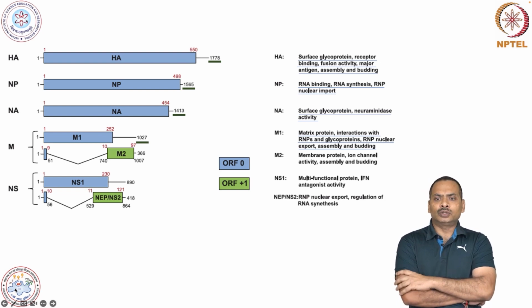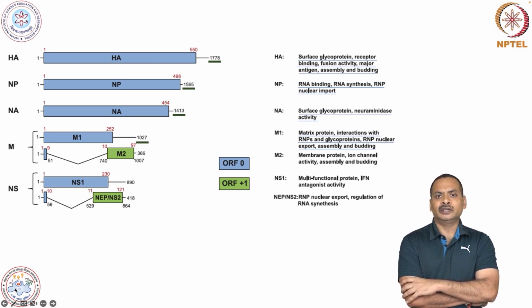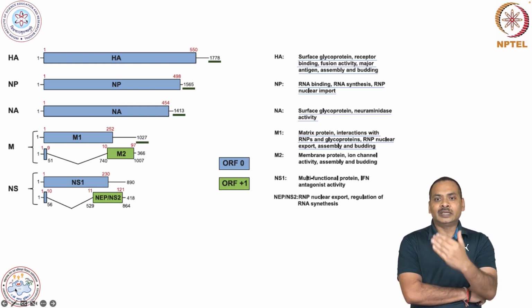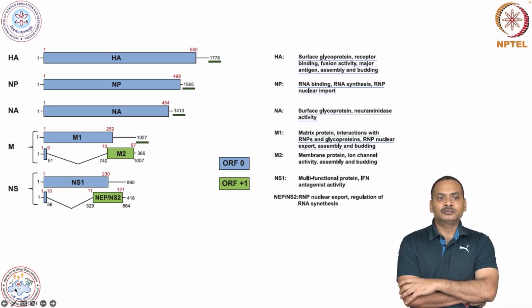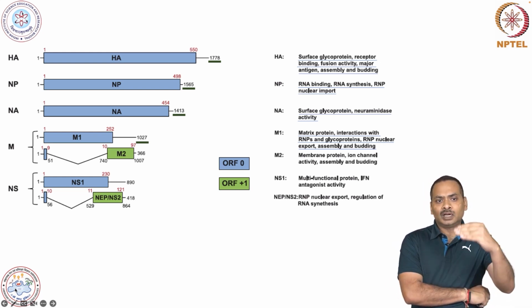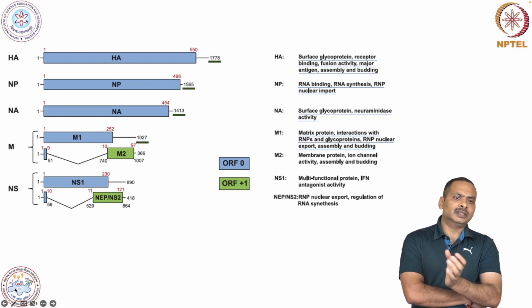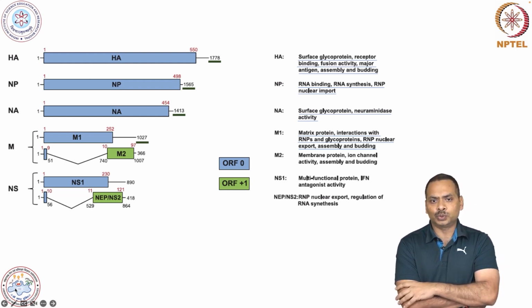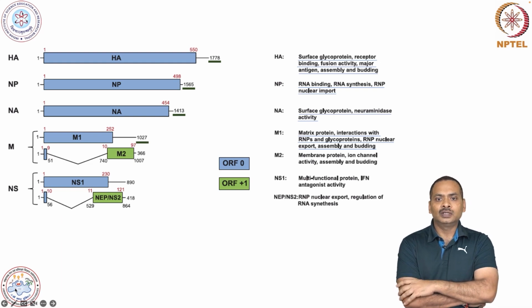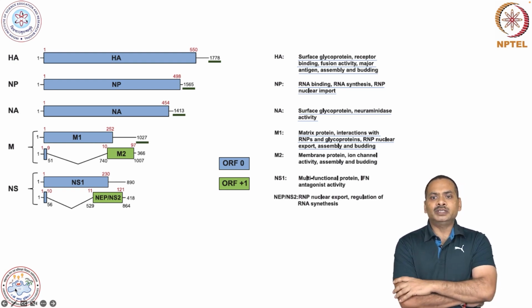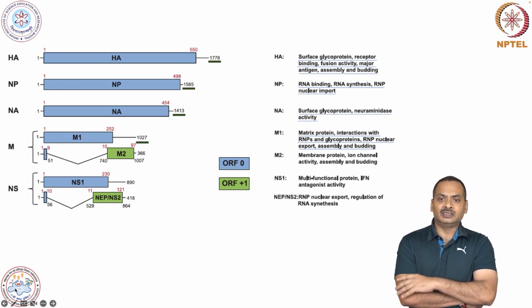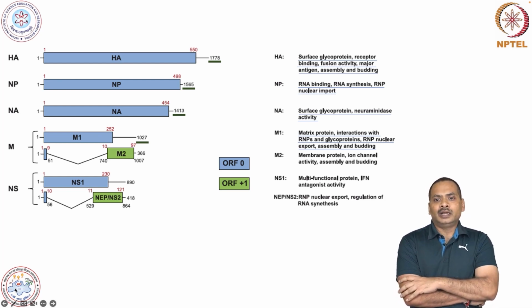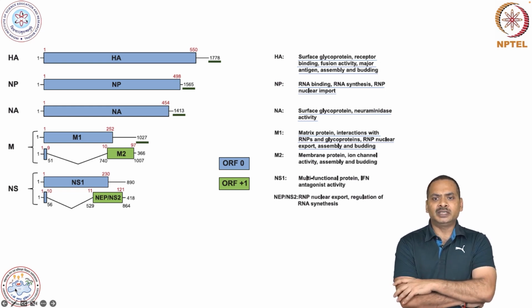It plays an important role in RNP nuclear export, assembly and budding. From the same RNA there is another protein known as M2 protein. This is another ORF, and this M2 protein plays a very important role. Basically this is a membrane protein, and it has ion channel activity. It takes the proton and plays an important role in assembly and budding.